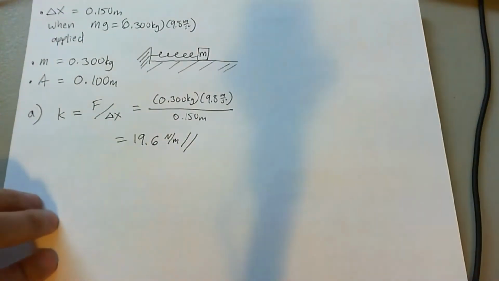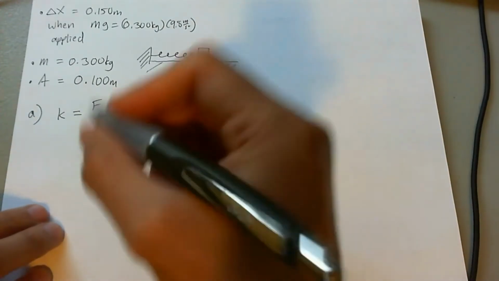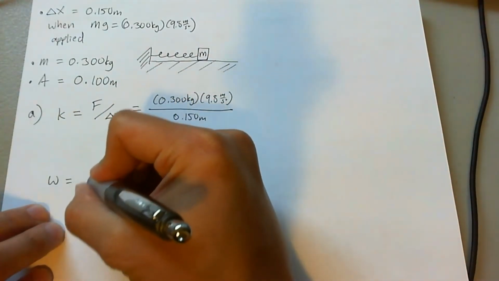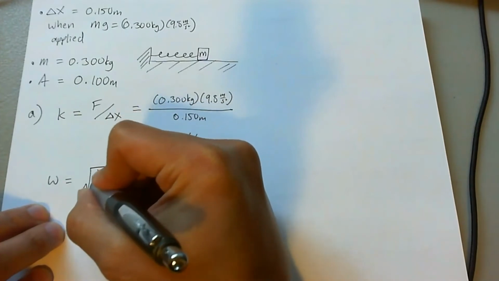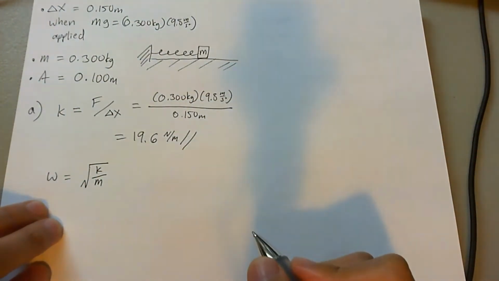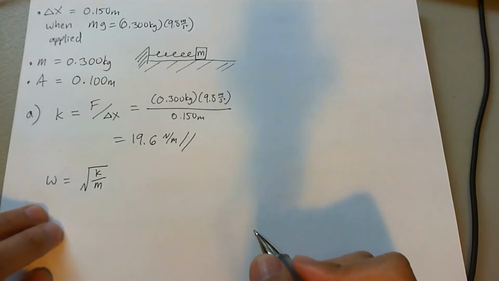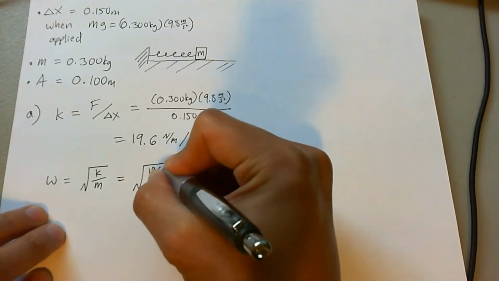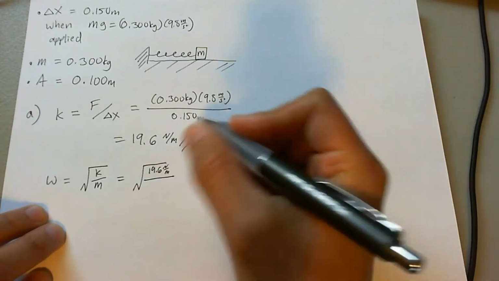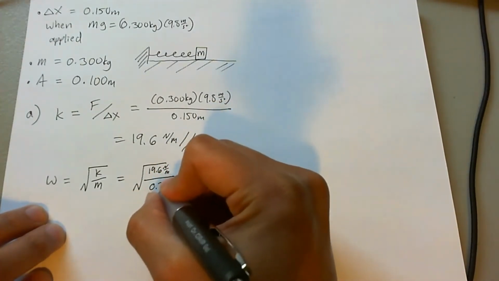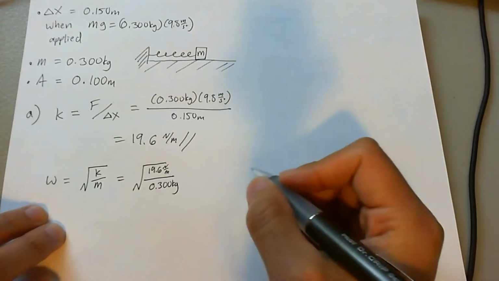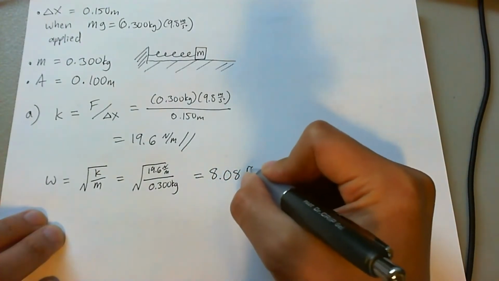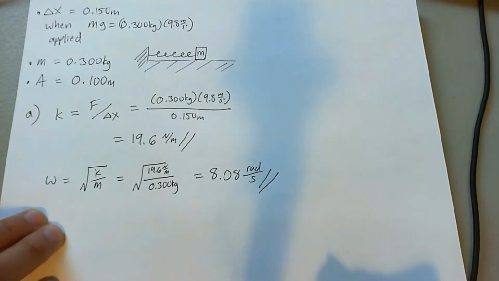So for the next part, we might have something from the previous part we need. For omega, what I'm seeing here is the relationship omega is the square root of the spring constant divided by m. That's a relationship in the notes, so go look it up. We know what k is from our analysis just now: it's 19.6 newtons per meter. And the mass attached to it is 0.300 kilograms. Plugging it into the calculator, you get 8.08 radians per second. And there's your answer to that part.